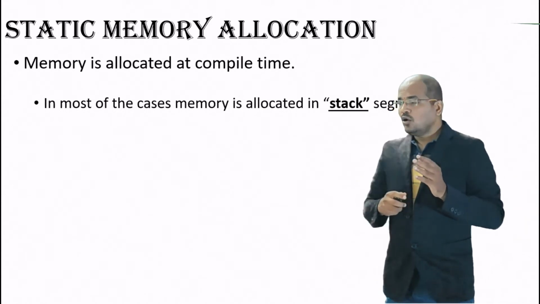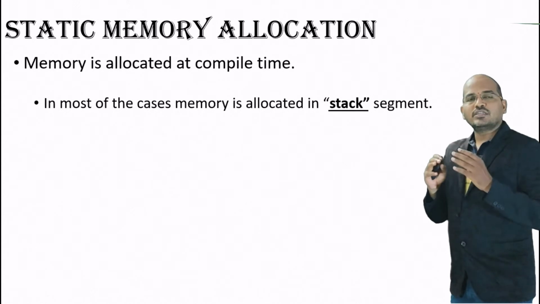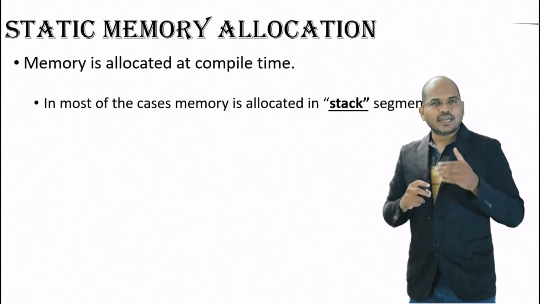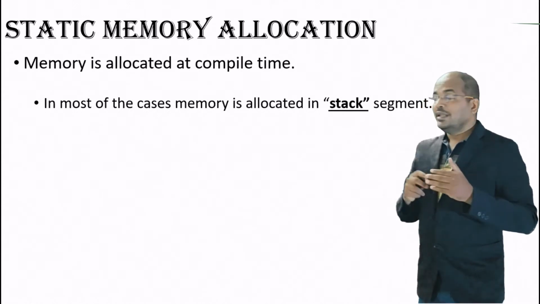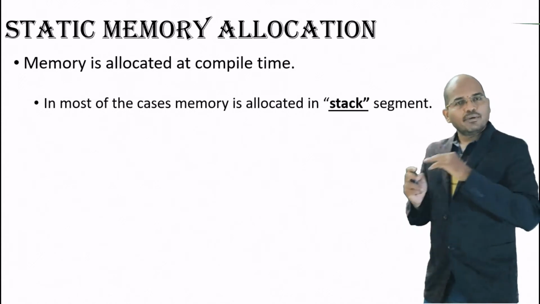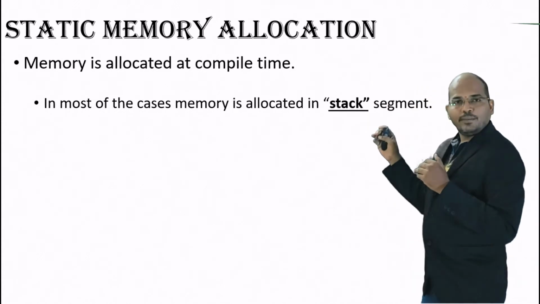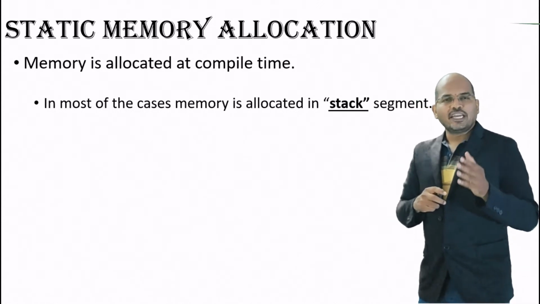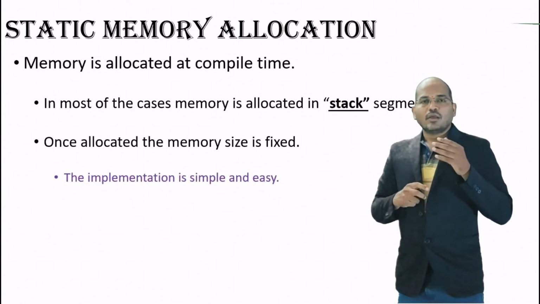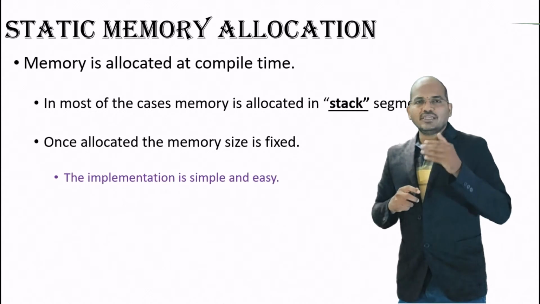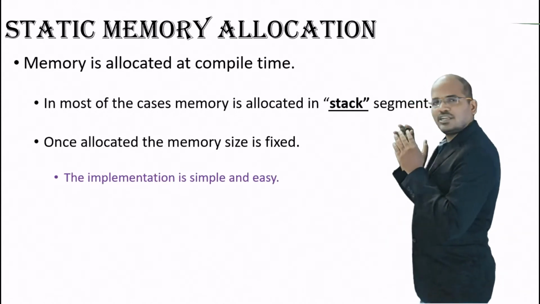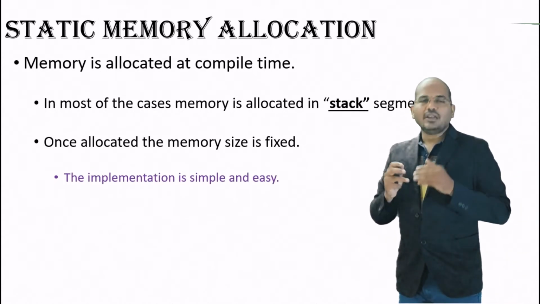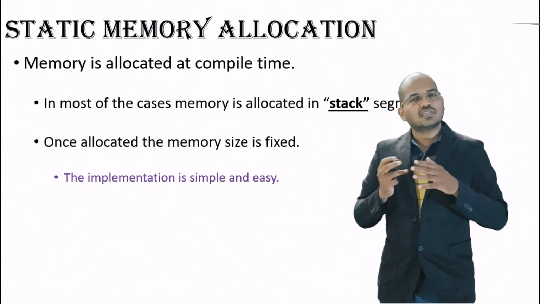So memory allocated at compile time is called static memory allocation. Now, all these variables which are declared at compile time, which are allocated memory at compile time, will be allocated memory in stack segment only. As we have learned a minute ago, we have two types, stack and heap, isn't it? And once the memory is allocated to the variables, that memory allocation is fixed. As the memory allocation is done at compile time, the implementation is simple and easy. There are no complications found with this type of allocation.